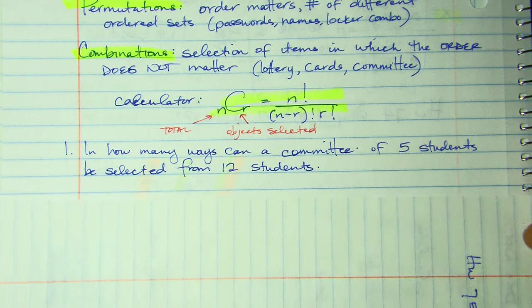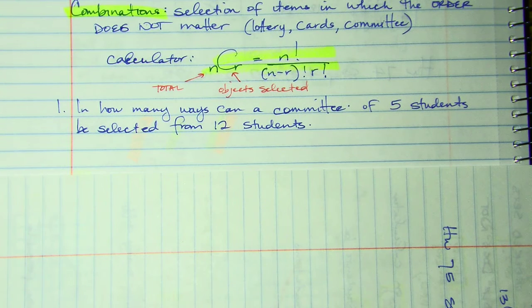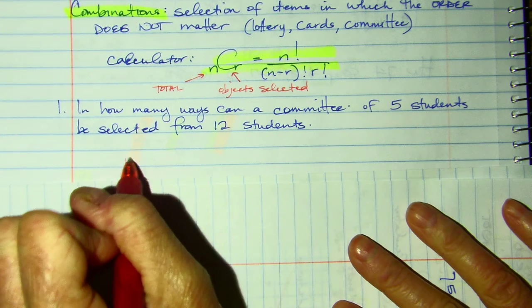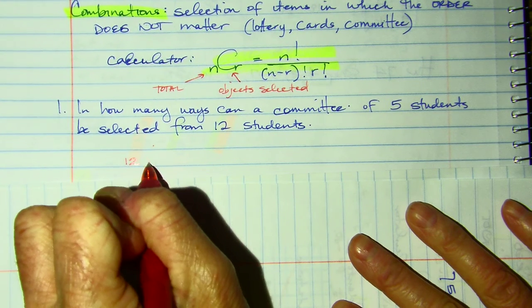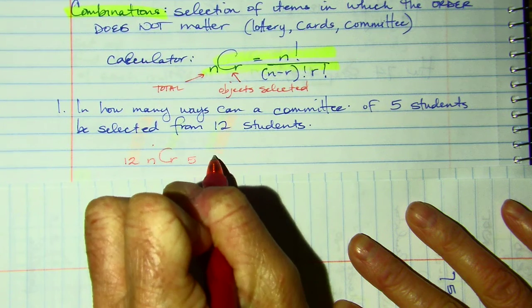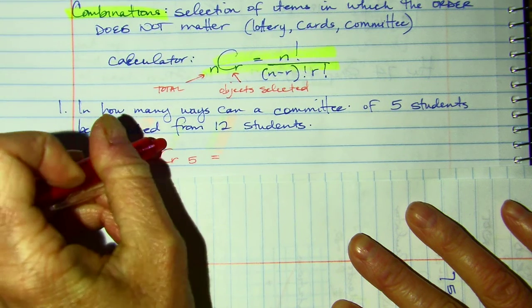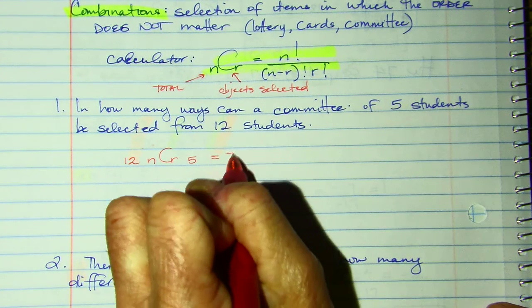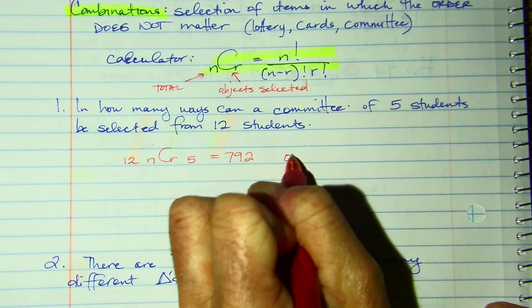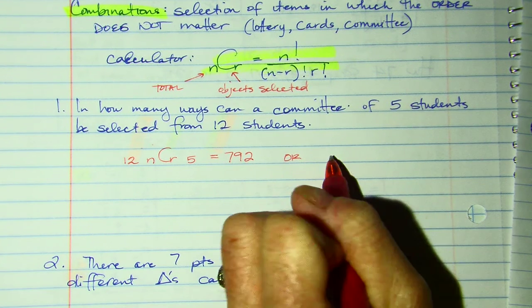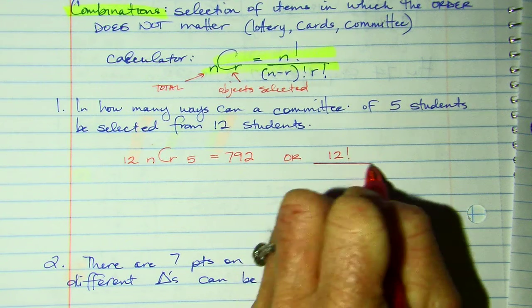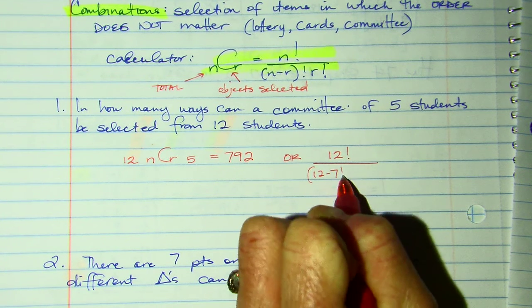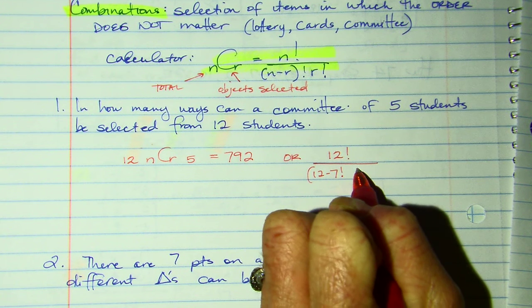So number one, in how many ways can a committee of 5 students be selected from 12 students? I told you above, committees, the order does not matter. So I would simply, there are 12 students, then I would select the nCr button, then hit 5, and then hit enter. For that, you should get 792. Now, if you don't have that button or a calculator near you, you would have to do 12 factorial divided by 12 minus 5 factorial times 5 factorial.